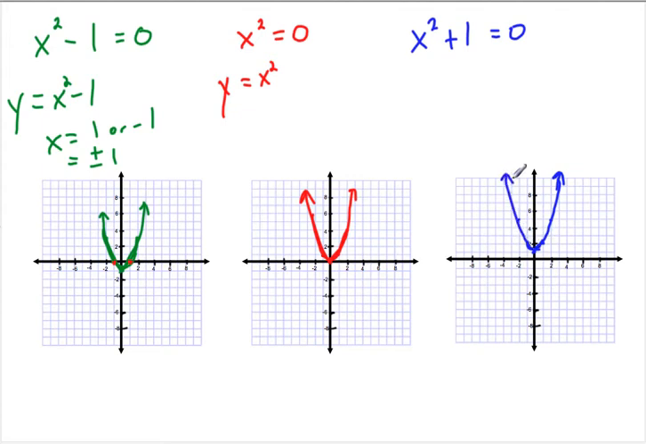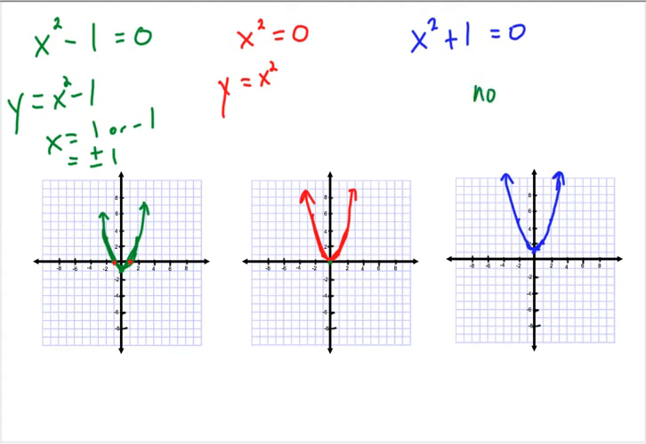Okay, so let's look at the differences of these three graphs. The green one crosses at 2 points, 1 and negative 1. The red one crosses at 1 point, just 0, x values of 0. And the blue one doesn't cross at all. So it turns out that the blue equation has no solution because there are no zeros. There are no places where the graph crosses the x-axis.